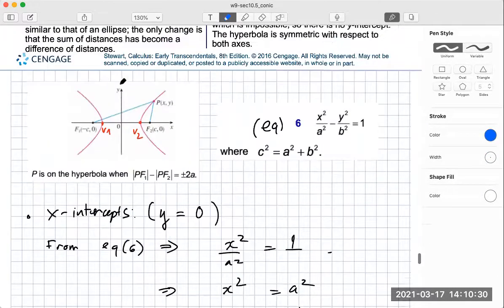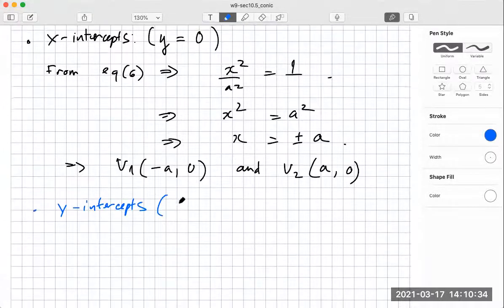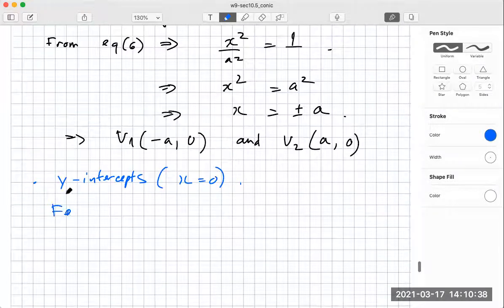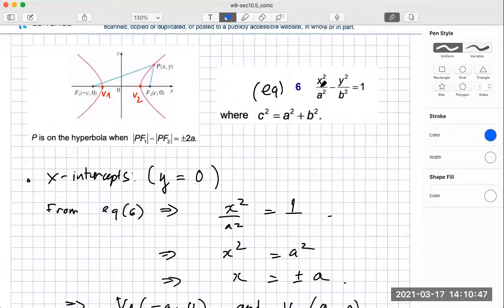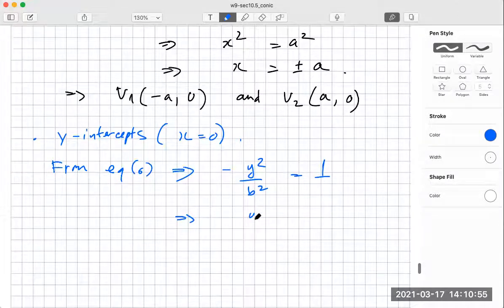At the y-intercepts, it means that x should be 0, right? From equation 6 here, if we replace x by 0, we have that negative y squared divided by b squared is equal to 1. Therefore, y squared is equal to negative b squared, right?